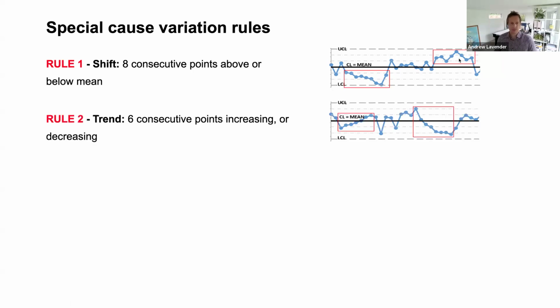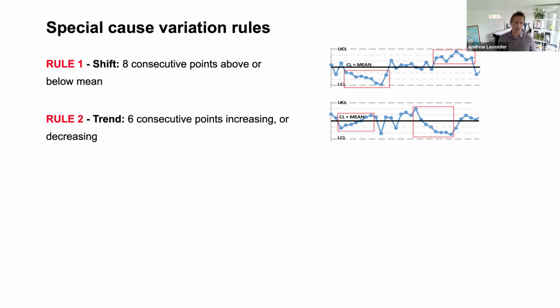Next up, we've got our second rule, and this is a trend. Again, these are fairly easy to spot on a chart. You can see the examples here where we've got a trend of increasing data points. You need to have 6 in a row in this case, and a trend here of decreasing data points. These can occur anywhere on your chart, either side of the mean. It's just showing a gradual improvement or deterioration.